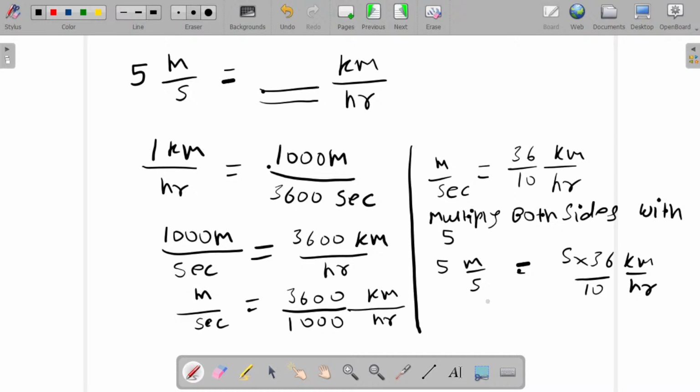So we got 5 meter per second equals 5 into 36 by 10 kilometer per hour. Solving further: 5 ones are 5, 5 twos are 10, 2 ones are 2, 2 eights are 16, so 5 meter per second equals 18 kilometer per hour. So the answer is 18. This way we solved it, and this way we got another formula. I write it here.